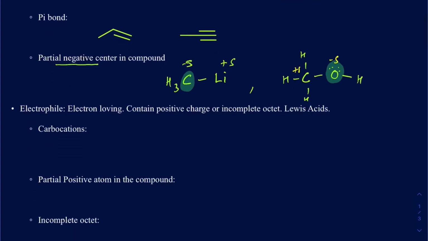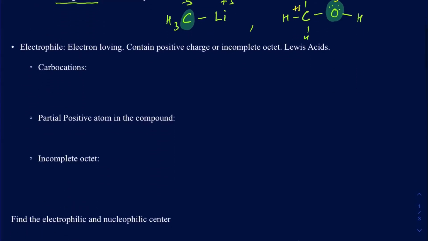Okay, let's talk about the electrophile. As the name specifies, an electrophile is going to be your electron-loving species. So in order for a chemical to have an affinity for electrons, it must have a positive charge or it must have an incomplete octet. Lewis acids, and even your H plus, are going to act as electrophiles.